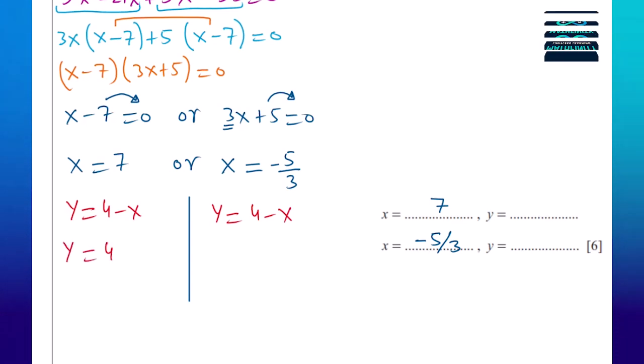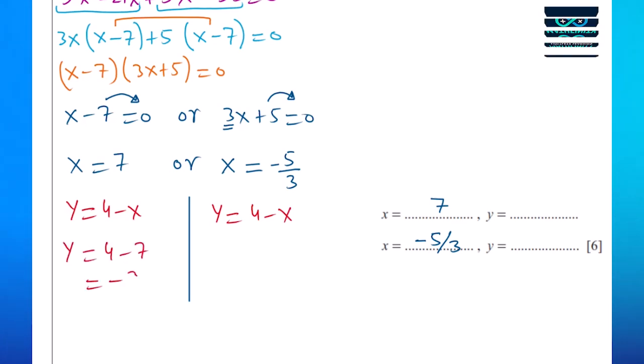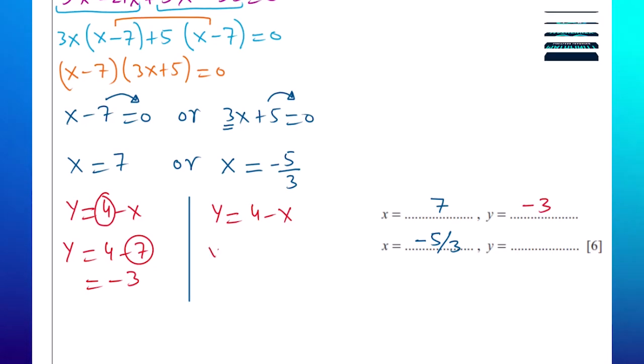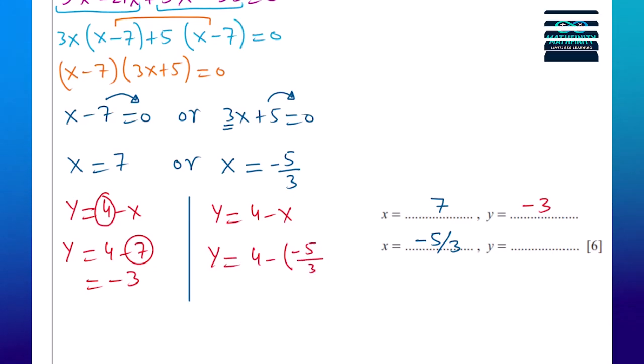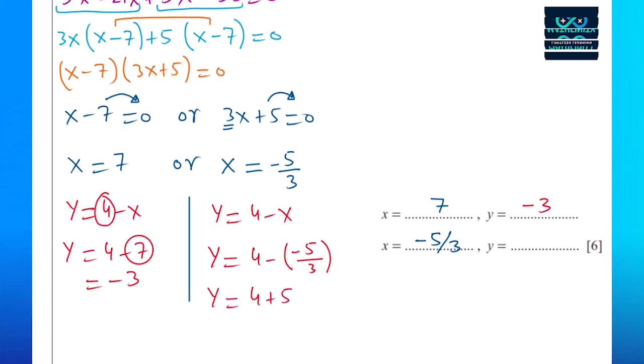y is equal to 4 minus 7, that will be negative 3. So when you substituted 7, you got negative 3. So here you have to write negative 3. And now we are going to substitute this one: 4 minus negative 5 over 3. That will be 4 plus 5 over 3. That is 3 times 4, 12, plus 5, 17. So 17 over 3.